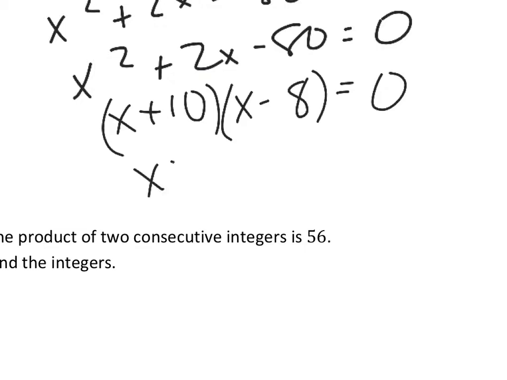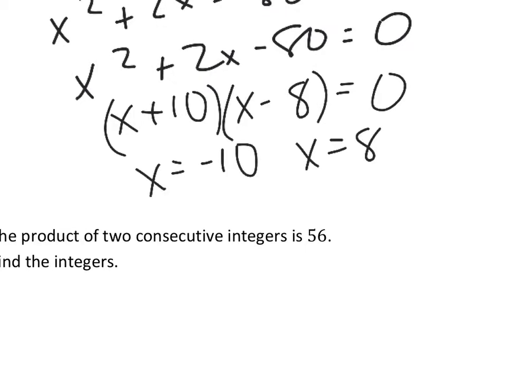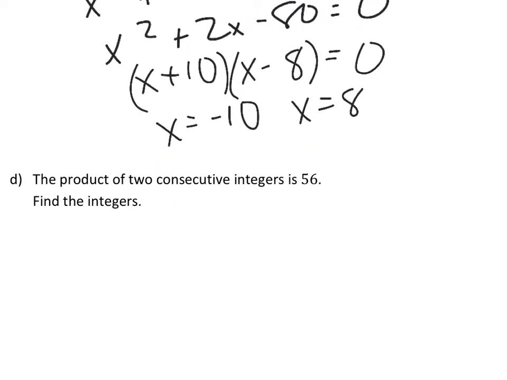So we get x equals negative 10, x equals 8. Again, skipping a step. Hope you're comfortable with that. If you're not, that's fine. The product of these two things equals 0, so one of them or both must equal 0. So you're splitting it up into two problems.